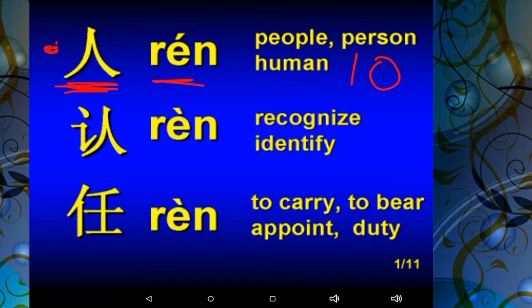So our first character is Ren. That is a second tone character. Ren, that's a rising tone. And it means people, person, or even humans.